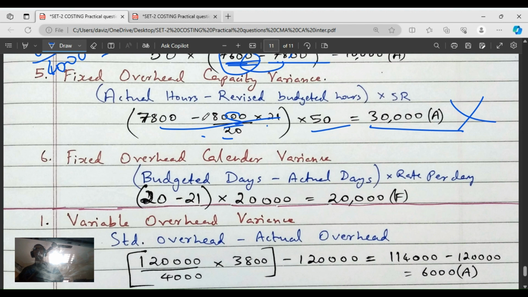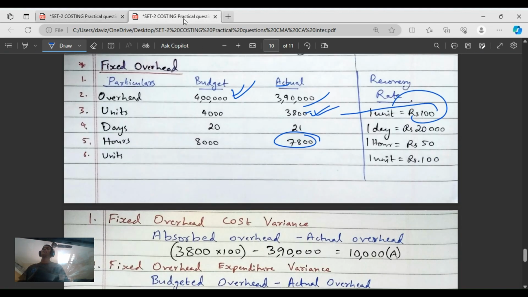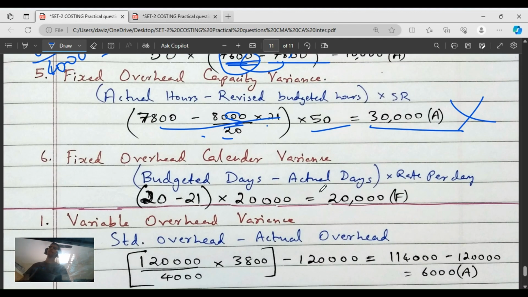Fixed overhead calendar variance, how many days? So budgeted days minus actual days into rate per day. It was budgeted 20 days, but it took 21 days. Budgeted minus actual into rate per day. 20 minus 21, into 20,000. See, 20,000, which is favorable.